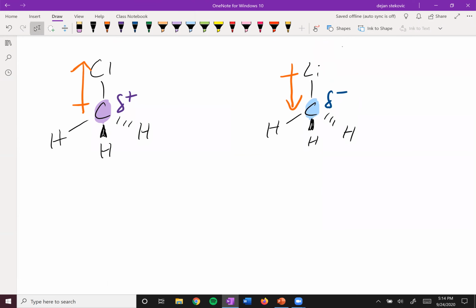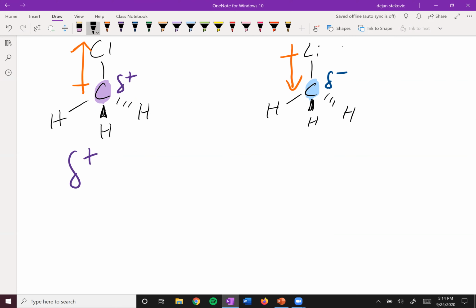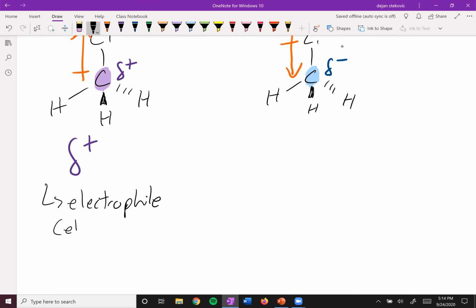And so these are so important that they get special names. The partially positive carbon is called the electrophile. Or we say that this carbon is electrophilic. Right, phile or philic means loving, and so the electron has a negative charge, and so this is negative loving, right? It's partially positive, so it likes negative.